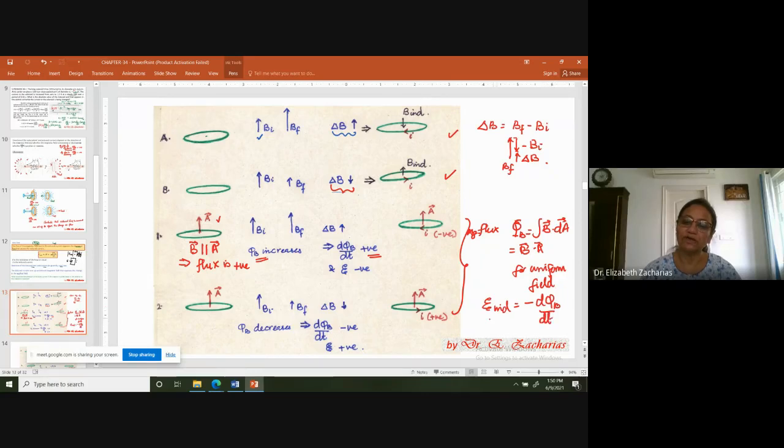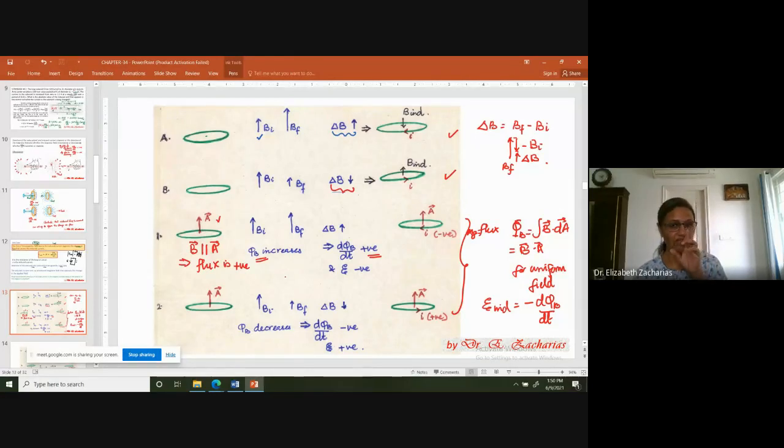Right? Induced EMF is minus d phi B by dt. This is what Lenz's law said. So if my d phi B by dt is positive, my EMF has to be negative. That means it has to set up an induced current and an induced magnetic field to oppose this flux.